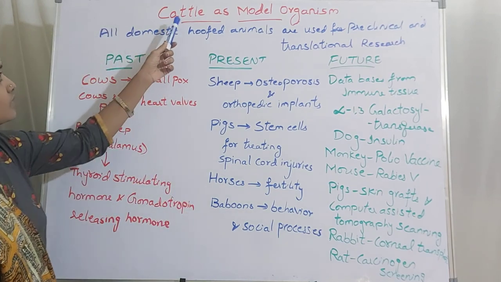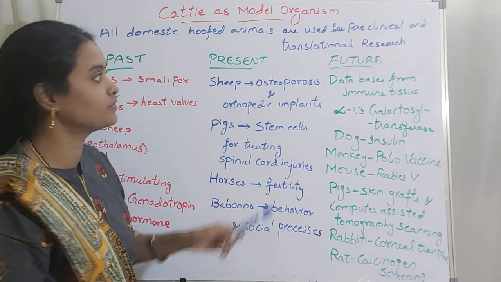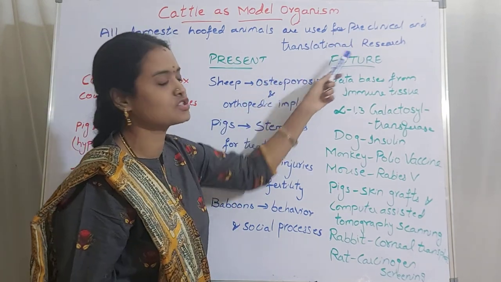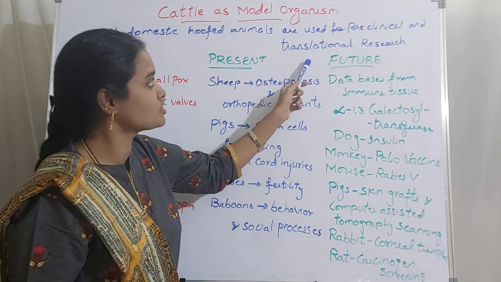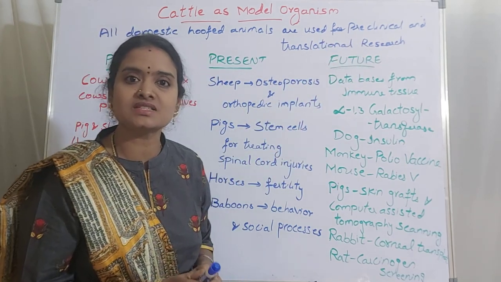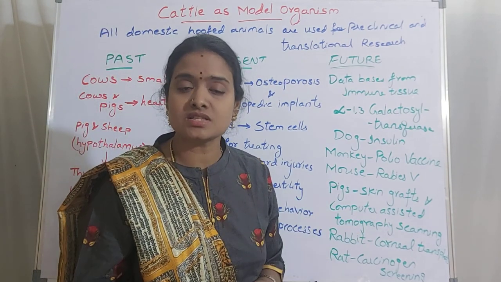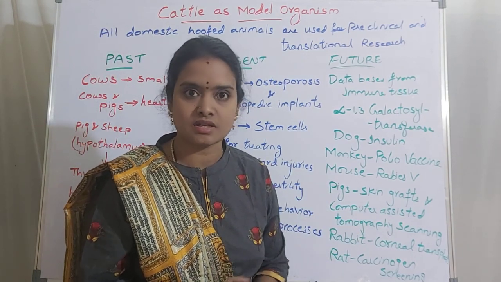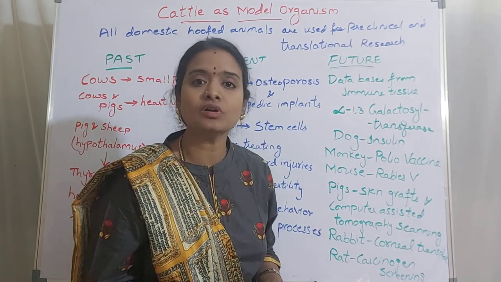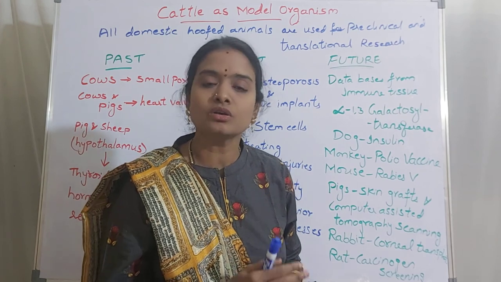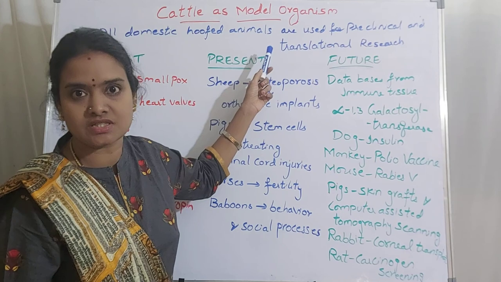Here, cattle means all domestic hoofed animals used for preclinical and translational research. Preclinical means you are going to test the drug on the animal before you test on human volunteers. That is called preclinical research, right? Before testing on human volunteers, you test on these hoofed animals, right?